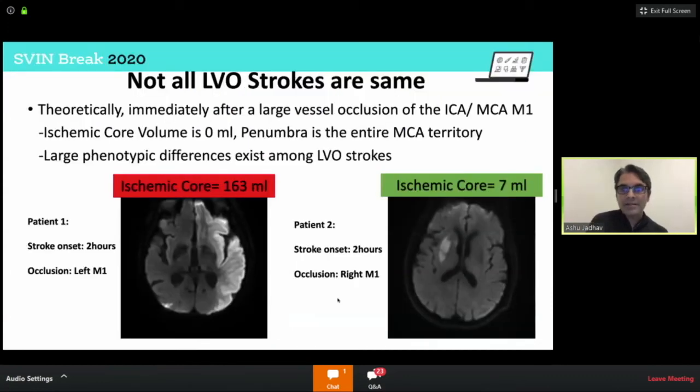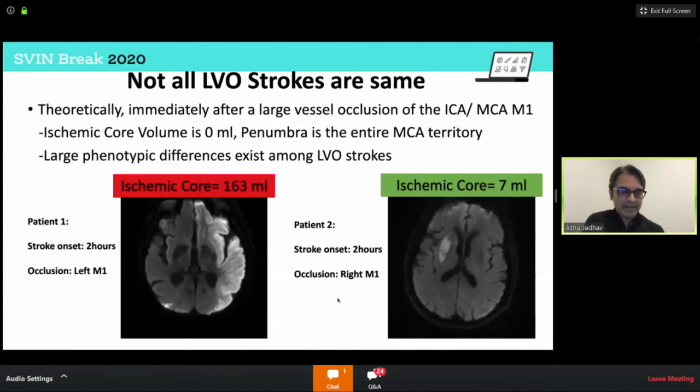But another concept that we've recognized for a long time is that not all large vessel occlusion strokes are the same. And theoretically, when you have a blockage at time 0, the core is 0 cc's, and the entire MCA territory, in the case of an MCA occlusion, is at risk or penumbral. But we know just anecdotally, and you see this in your own clinical practice, this is just 2 patients that happen to have come to our center at around 2 hours.